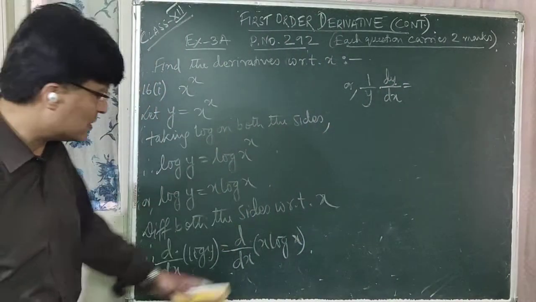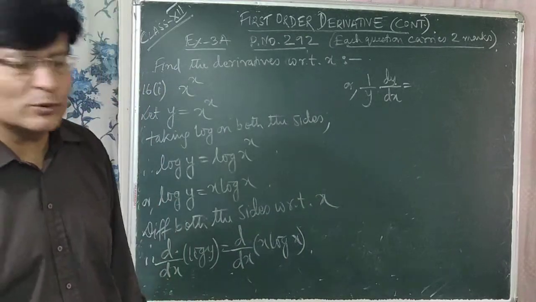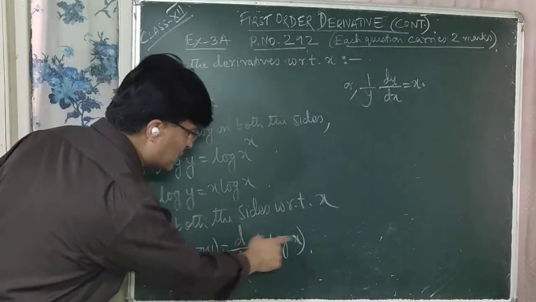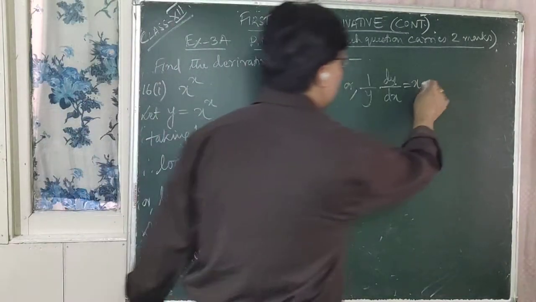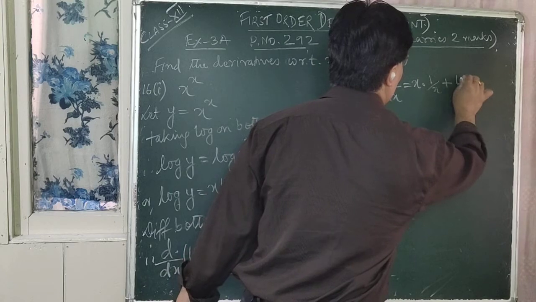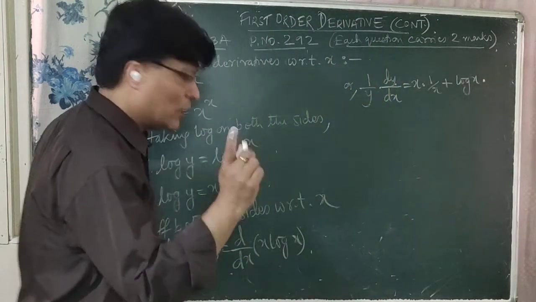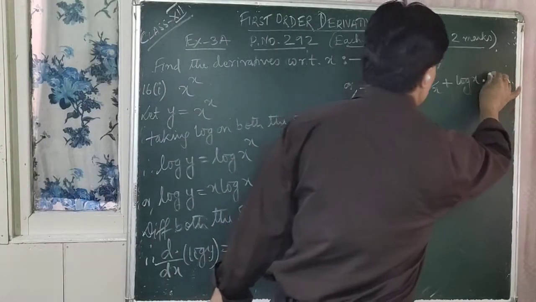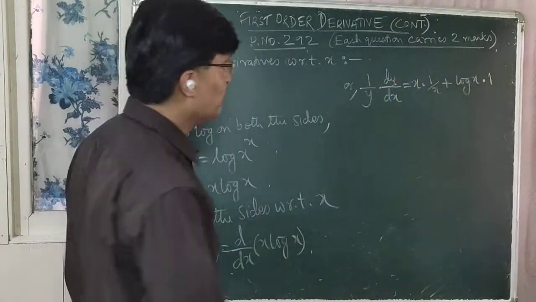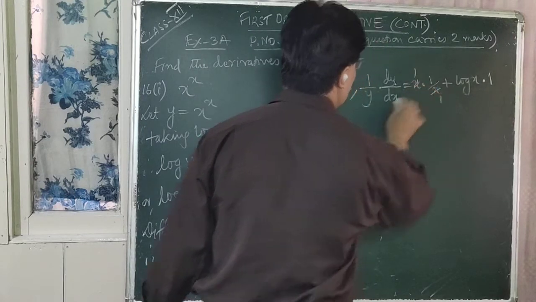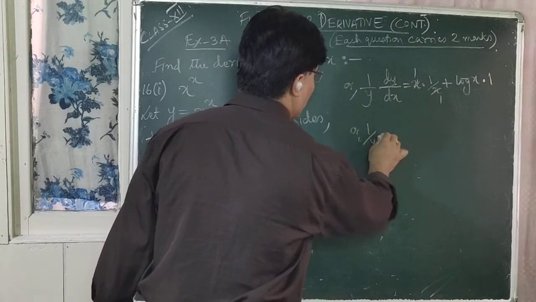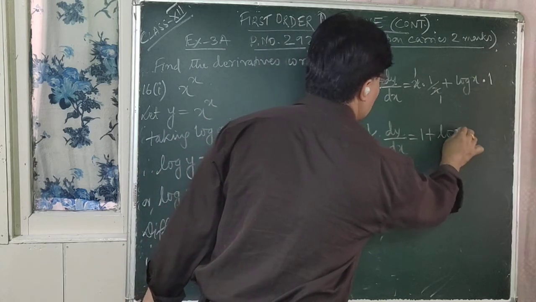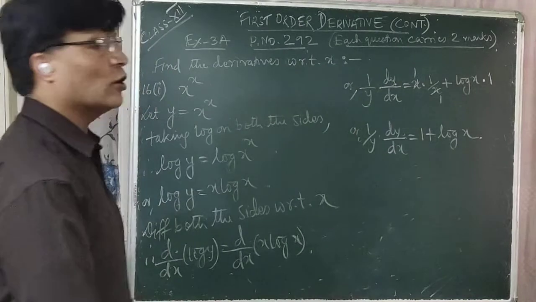Now on the right hand side, x log x is there. Which rule is used? Now x is kept as it is. What is d by dx of log x? 1 by x, you know that. Plus, now log x is kept as it is, into, we have to differentiate x with respect to x. That is always 1, so directly you can write 1. So here x and x cancel, and 1 upon y into dy by dx is equal to 1 plus log x.